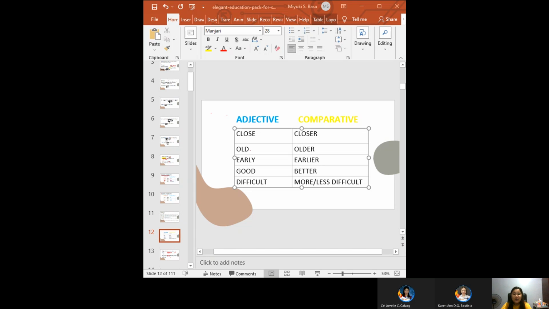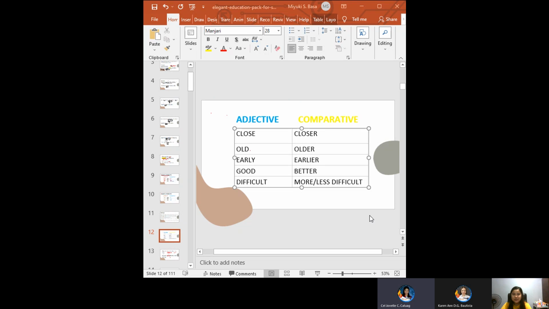Okay. So now, what you are going to do is to choose one of the comparative adjectives and use it in a sentence. Do you understand, guys? Yes po, ma'am. Okay. Who would like to volunteer? Who would like to answer first? Anyone? Okay, Miss Kaluwag, you are raising your hand.